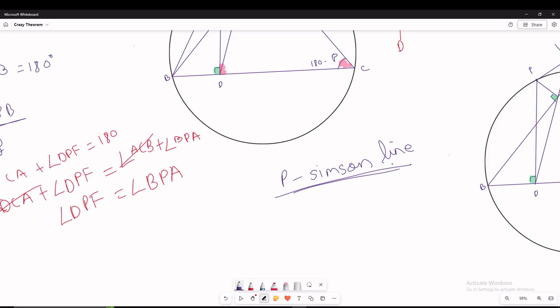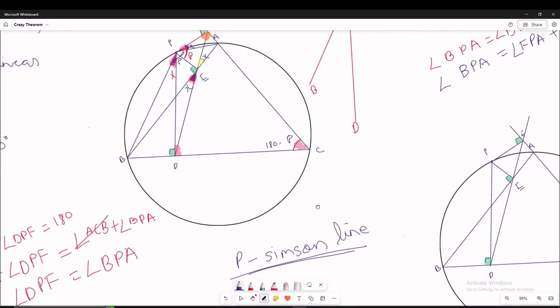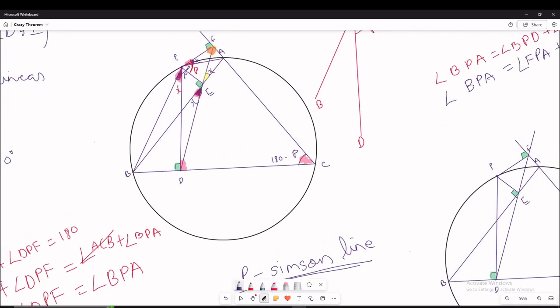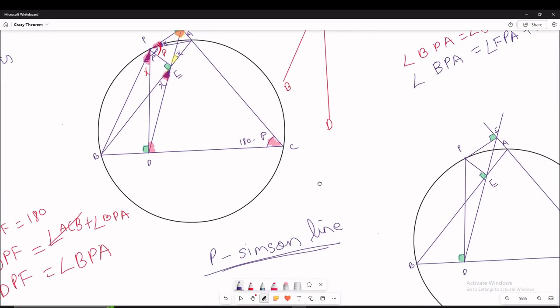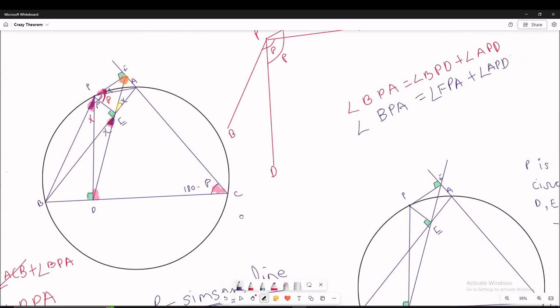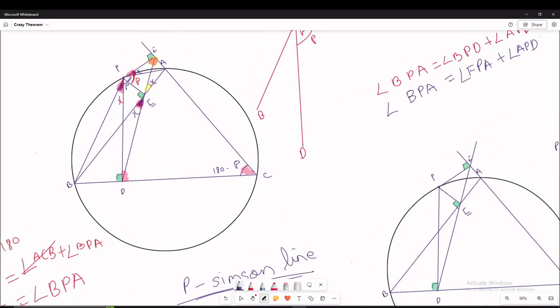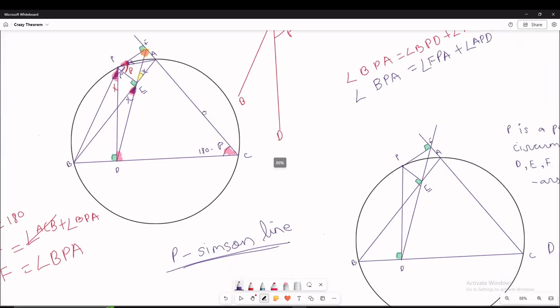Now why is it called the P-Simpson line? Because the line is drawn through the feet of the perpendiculars drawn from point P. So it changes on the basis of the name of the point. If the name of that point is Z, it will be Z-Simpson's line, etc. And we have not assumed the position of P. We have only said that it lies on the circumcircle, which means it can be anywhere on the circumcircle and it will work. So yes, this was a wonderful theorem. And finally, we have proved it.